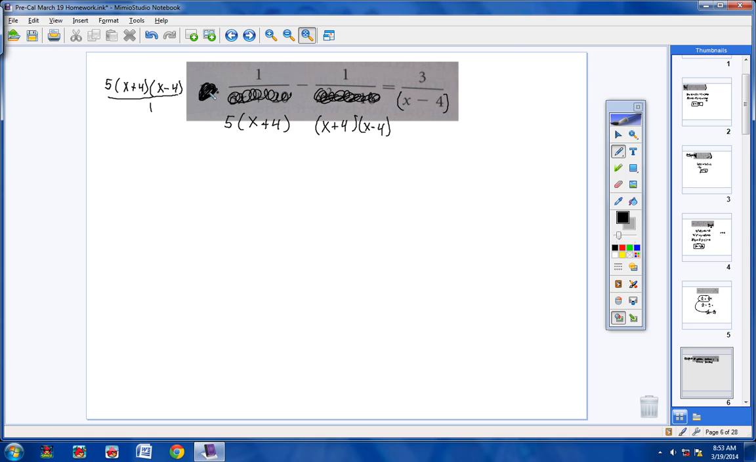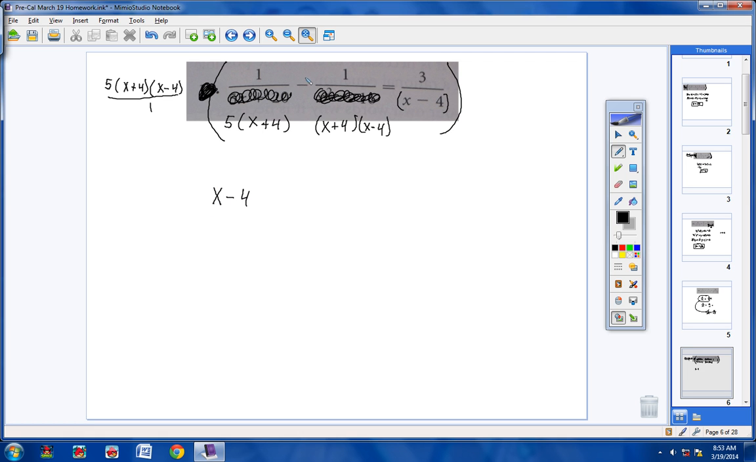Or by this equation, excuse me, I'm sorry. So I'm going to take this fraction here times this entire equation. And here we go. If I multiply this fraction times this fraction, 5 will cancel with 5. X plus 4 will cancel with x plus 4, and you're left with x minus 4 times 1. Well, x minus 4 times 1 would just be x minus 4.